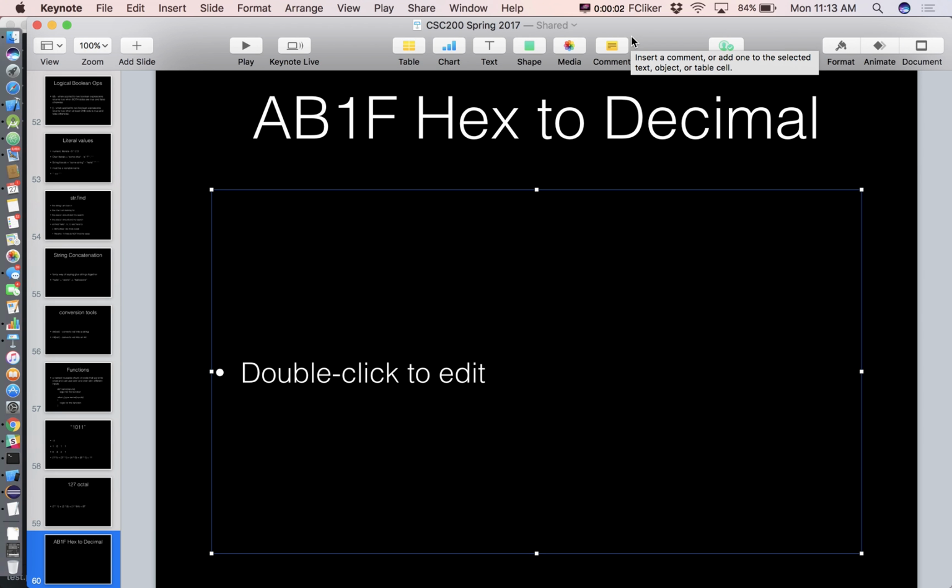So let's solve this one first. This is a hexadecimal number. This is the ones place, the 16s place, the 256 place, the 4096 place.